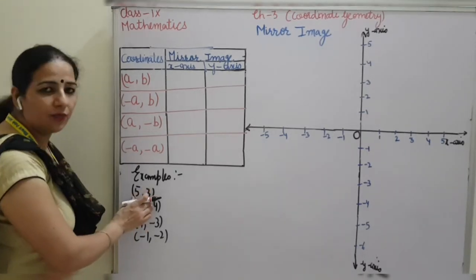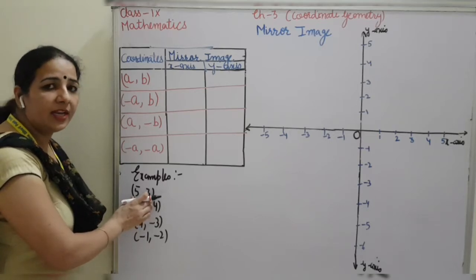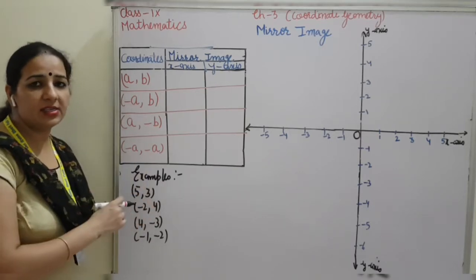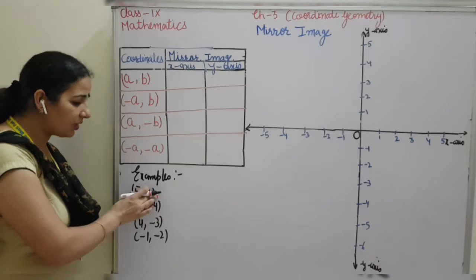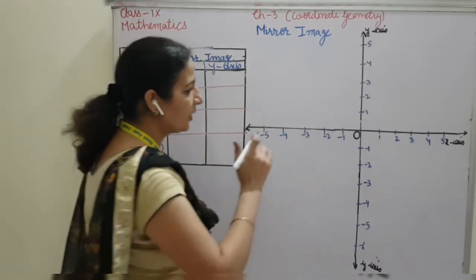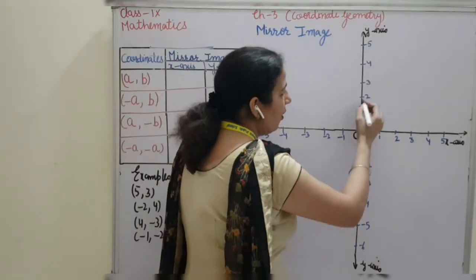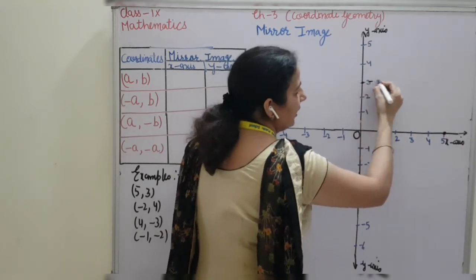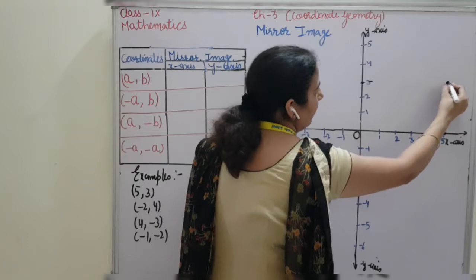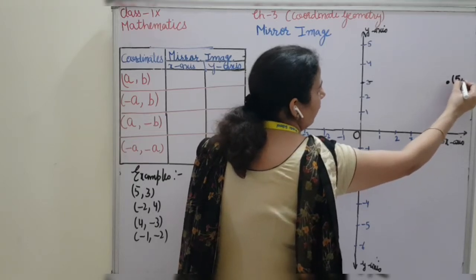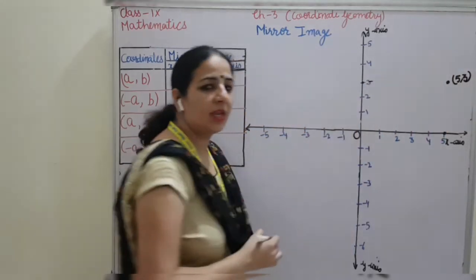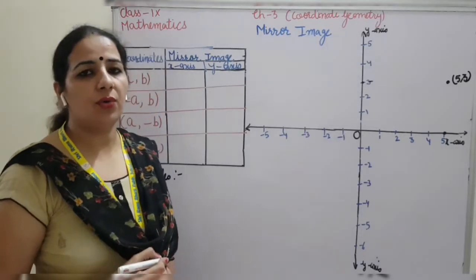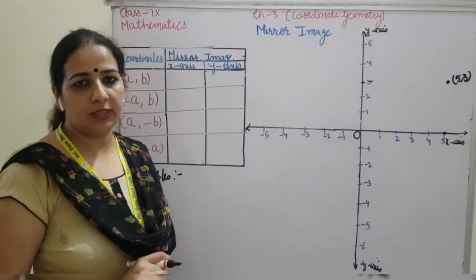First point is 5,3. How to plot the point, we have already read in our previous video or the previous class. 5,3. So here how are we going to draw 5,3? X is 5, y is 3, and their intersection point will be our required point 5,3. Now the question is, how will we draw the mirror image of 5,3?